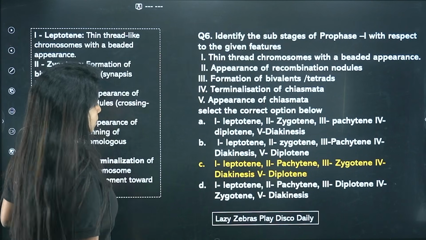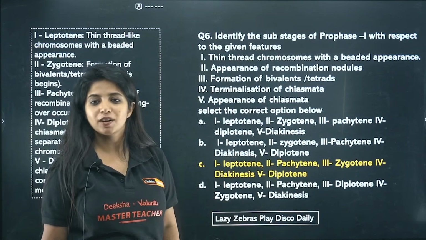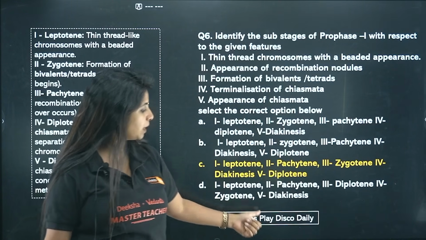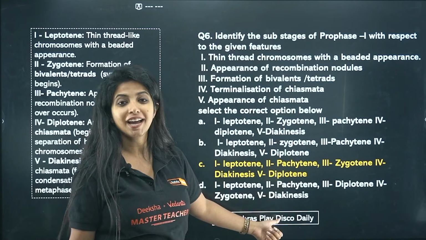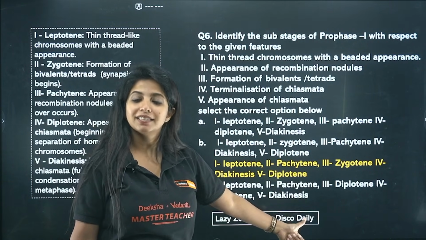And there is a way to remember it again. Lazy zebras play disco daily. L for leptotene, Z for zygotene, P for pachytene, D for diplotene, and D for diakinesis.